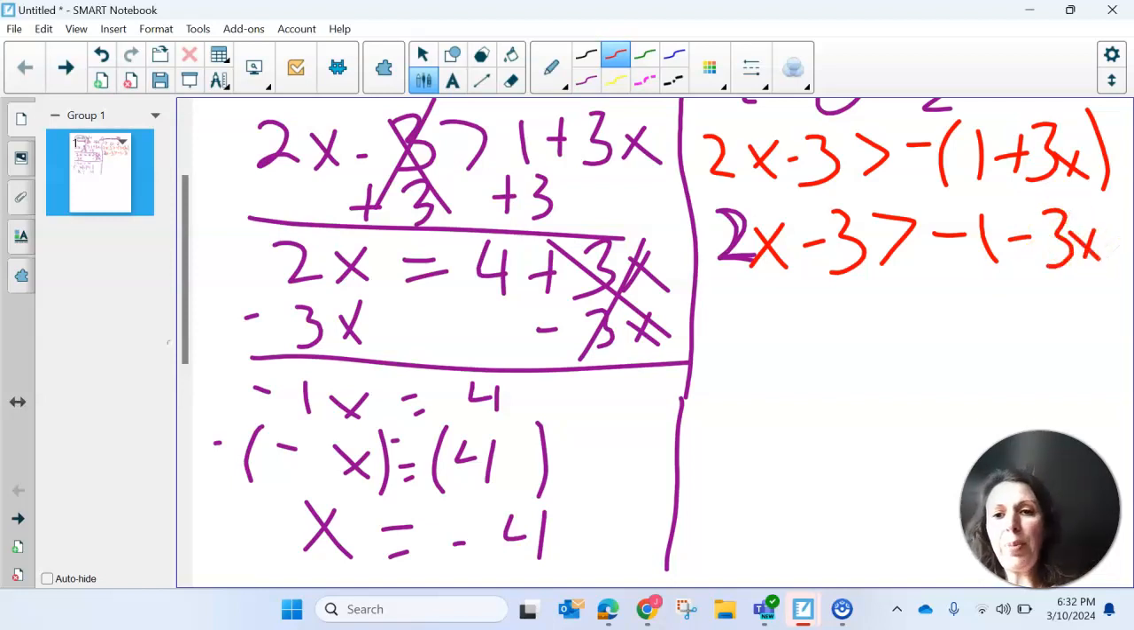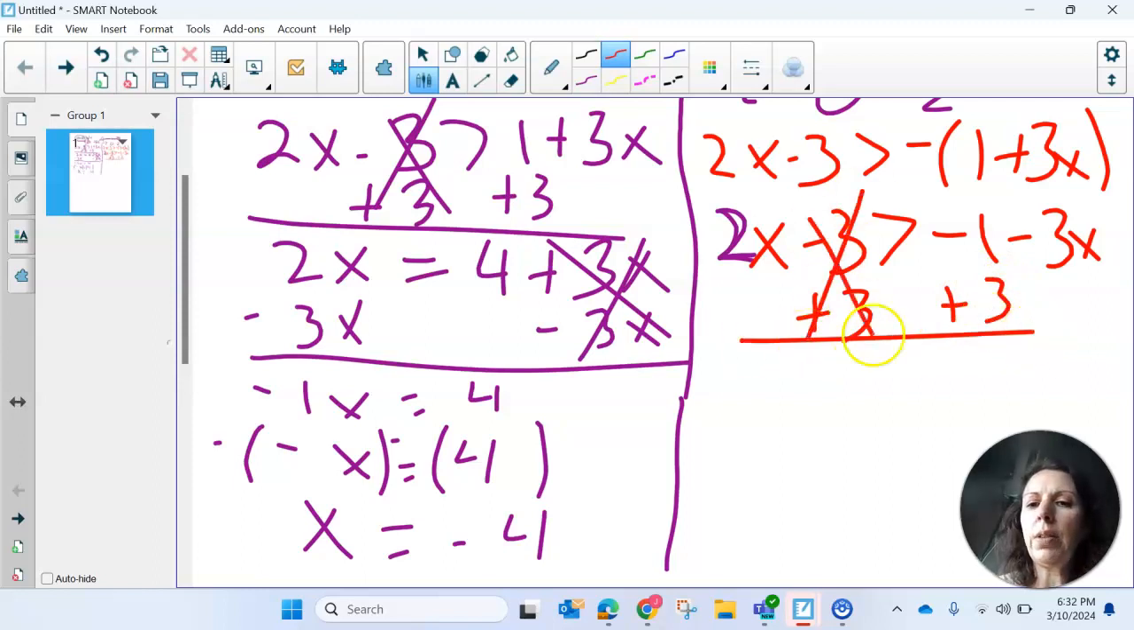So what's our next step? You got it. Inverse operations to get rid of that 3. So I'm going to add the 3 right underneath here. 3's cancel out. We're left with 2x equals negative 1 plus 3 is 2 minus the 3x.